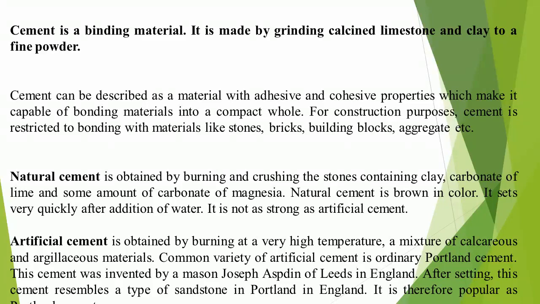Artificial cement is obtained by burning at a very high temperature a mixture of calcareous and argillaceous materials. A common variety of artificial cement is ordinary Portland cement. This cement was invented by a mason, Joseph Aspdin of Leeds in England. After setting, this cement resembles a type of sandstone in Portland in England. It is therefore popular as Portland cement.